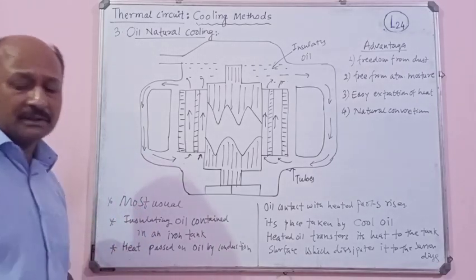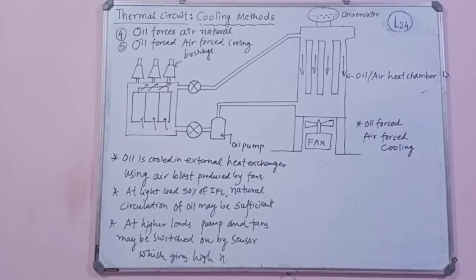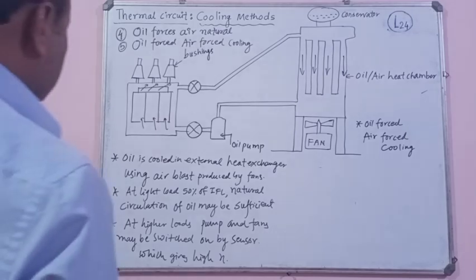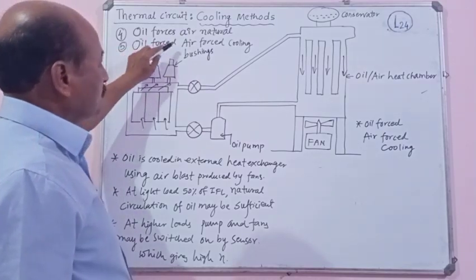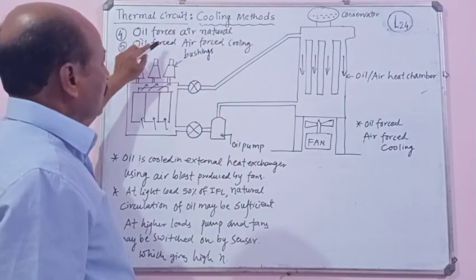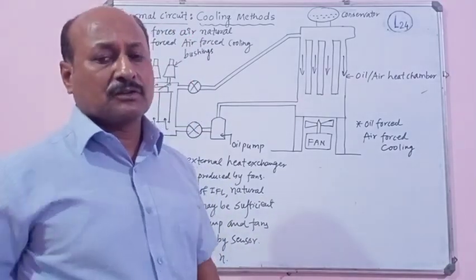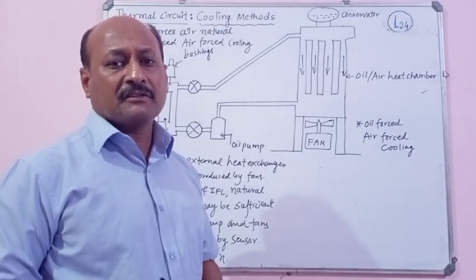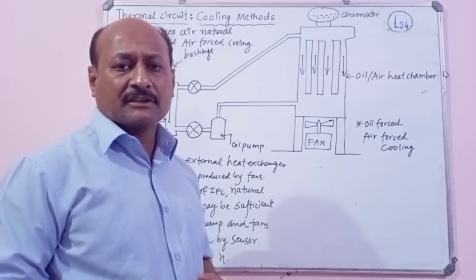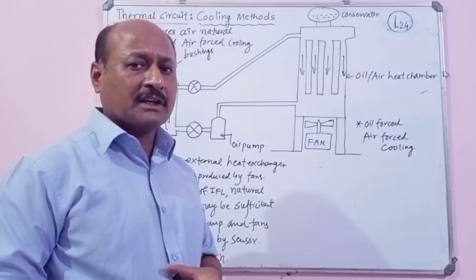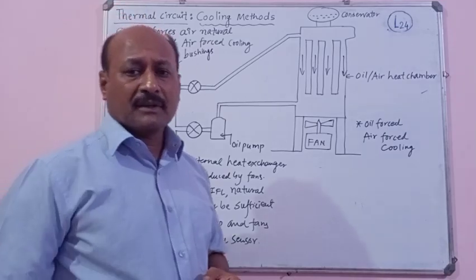Now see the next cooling methods. The fourth one is oil forced air natural, and the fifth one is oil forced air forced cooling. In oil forced air natural cooling, the oil is circulated using a pump, and natural air is in contact with the cooling oil. Due to that, the temperature of the cooling oil decreases and the heat is dissipated. So this is an uncommon method.